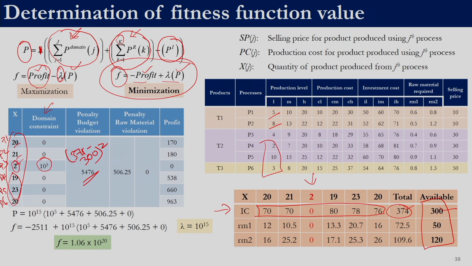Similarly, for this production plan, the amount of raw material required for each process can be calculated as shown here.